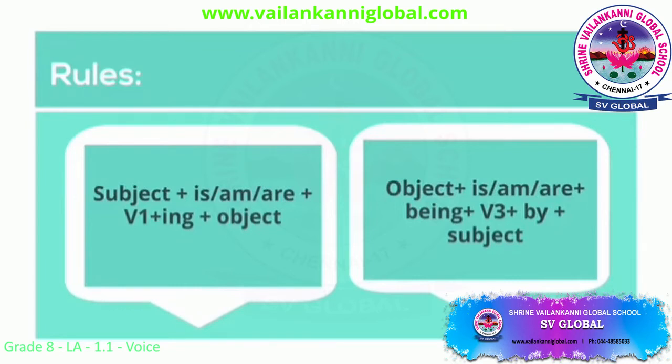For example, I said eating, walking. What is the third form of eating? It is eaten, and then walking is walked. Once the main verb is written in verb 3 form after being, then we must add by and then complete the sentence with the subject of the active voice. Let's see the example now.